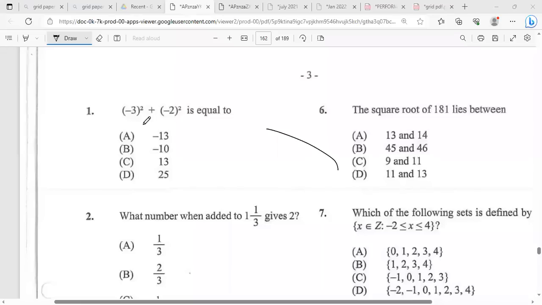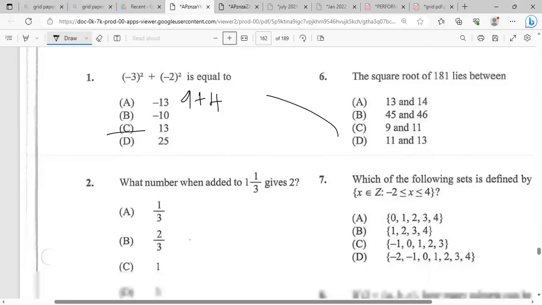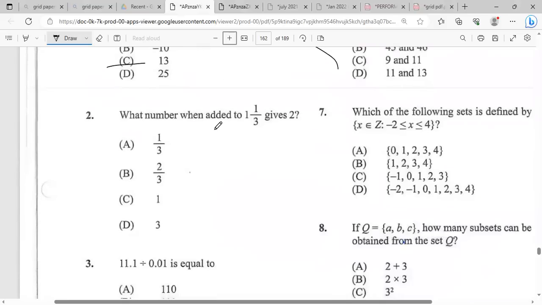All right, let's go. So this one says -3. Any number squared is going to be positive, so it's 9 plus 2 times 2, which is 4. So this works out to 13. Of course, you guys would have known the answer already, it's just the explanation. What number when added to 1 and 1/3 gives 2? That would be 2 and 2/3.